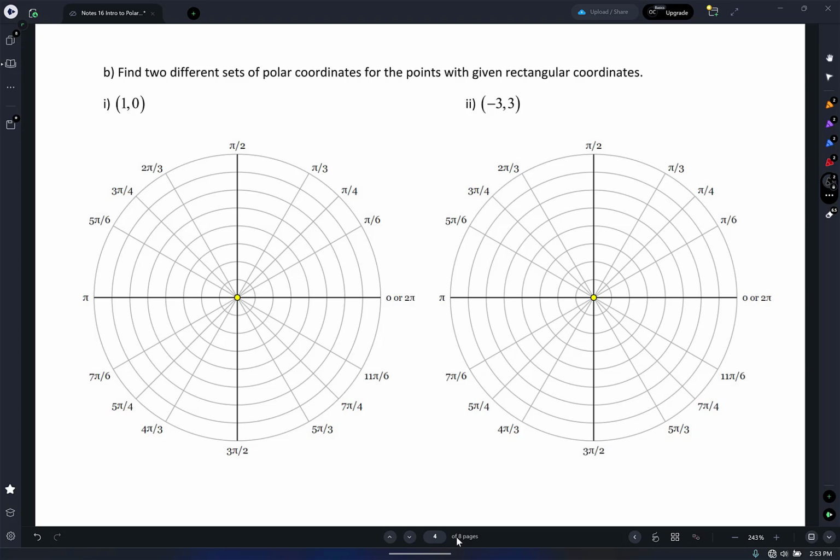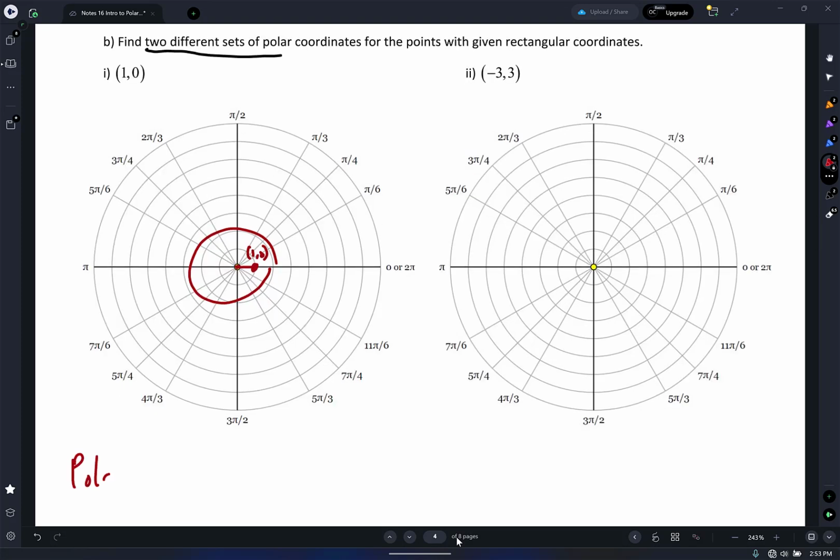All right. So now these are in rectangular and they want polar. And they want 2 different sets of polar. We're going to go slow. You guys ready? So 1, 0 is like right there. So in polar, I can do a revolution. And what is the distance from the origin to 1, 0? Is it 1 again? So in polar, I can say 2 pi as 1 revolution and 1.